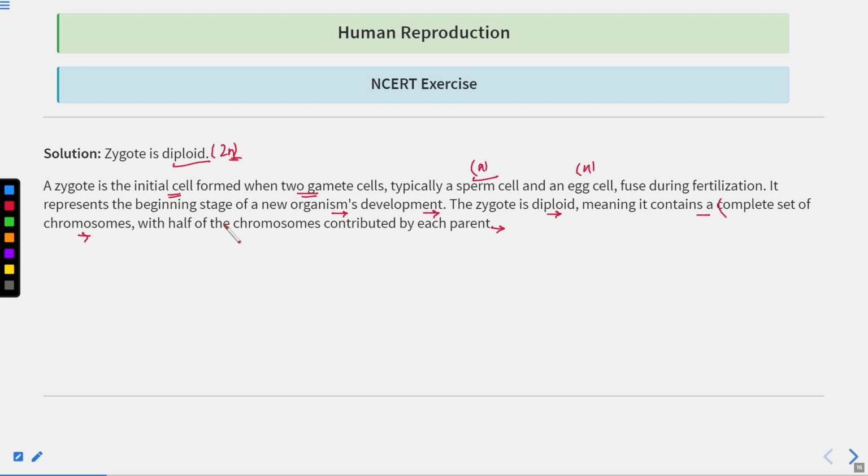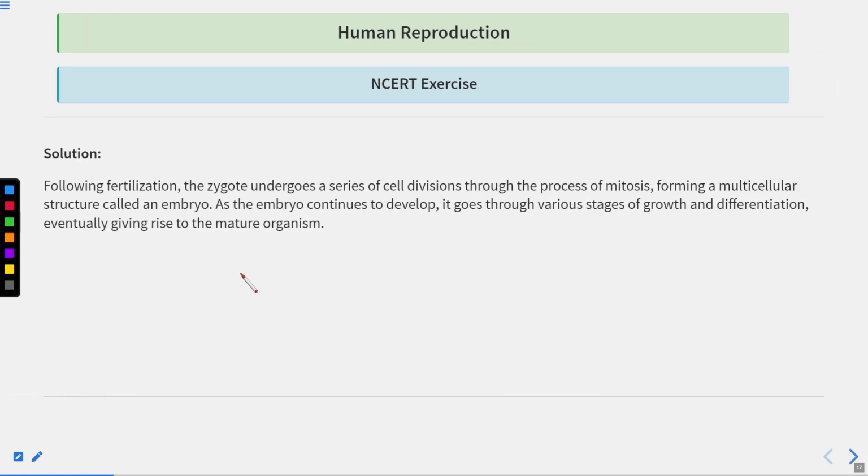So, half of the chromosomes are received from the male gamete and half from the female gamete. Or you can say 50% of the chromosomes are received from the male parent and 50% from the female parent, and the zygote now contains the complete set of chromosomes. So it is a diploid structure.